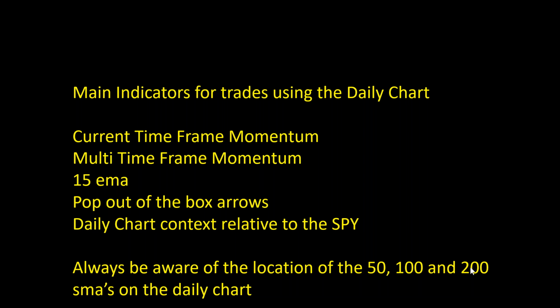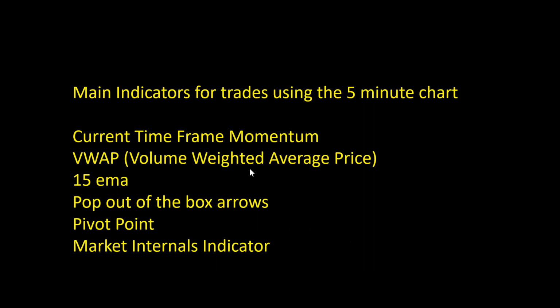Okay, and know where your indicators are for the 50, the 100, the 200. On the 5-minute chart for intraday trades, current time frame momentum. You don't need to worry about the multi-time frame momentum. VWAP, support resistance level. 15 EMA, support resistance level. Pop out of the box, telling you that the stock is breaking out of compression, pivot points, and try to align your trade with the market internals at the time. Market internals are bullish, you probably want to lean to long stocks. If it's bearish, you probably want to lean to short stocks.